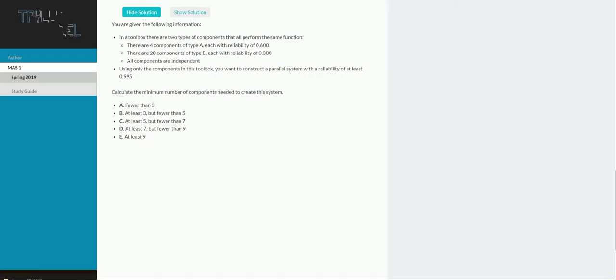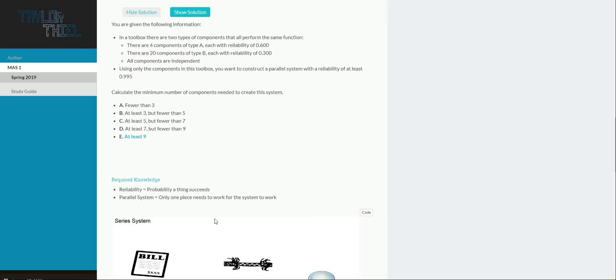Let's get started. Given the following information. In a toolbox there are two types of components that all perform the same function. There are 4 components of type A, each with reliability 0.6. There are 20 components of type B, each with reliability of 0.3. All components are independent. Using only components in this toolbox, you want to construct a parallel system with reliability of at least 0.995. Calculate the minimum number of components needed to create this system.